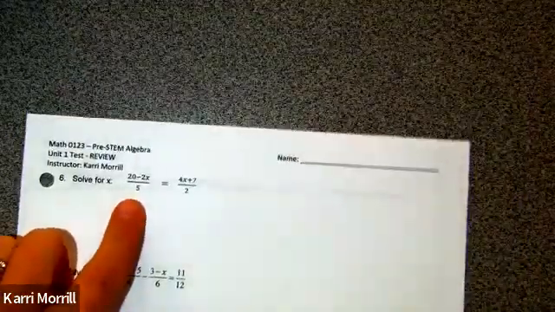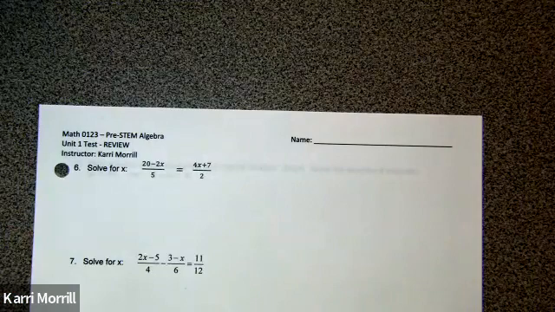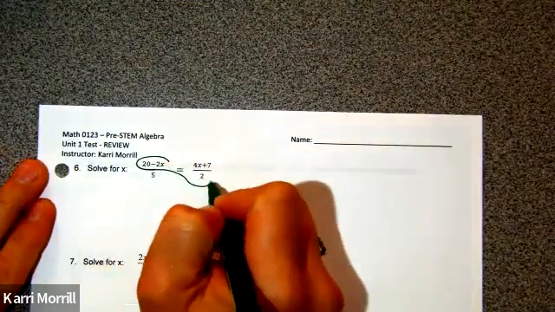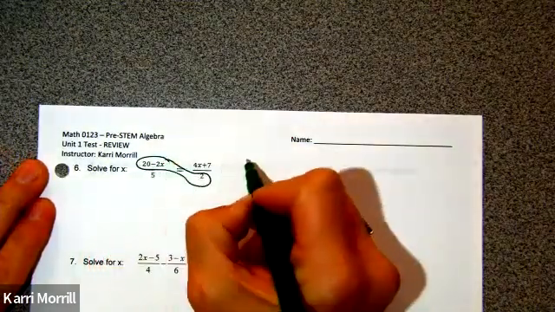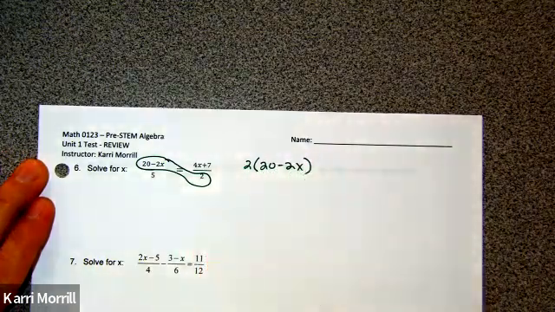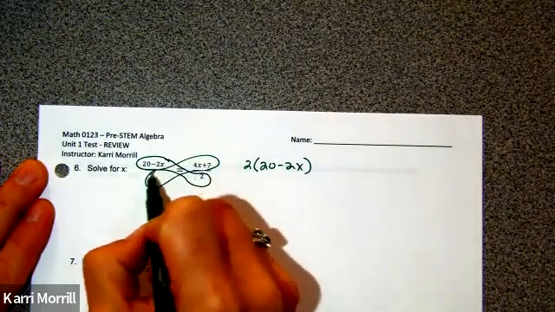Question. You have a fraction equaling a fraction. This is where you could do the cross products. Do you remember that? Multiplying like a butterfly. You can take this times that. So 2 times 20 minus 2x.